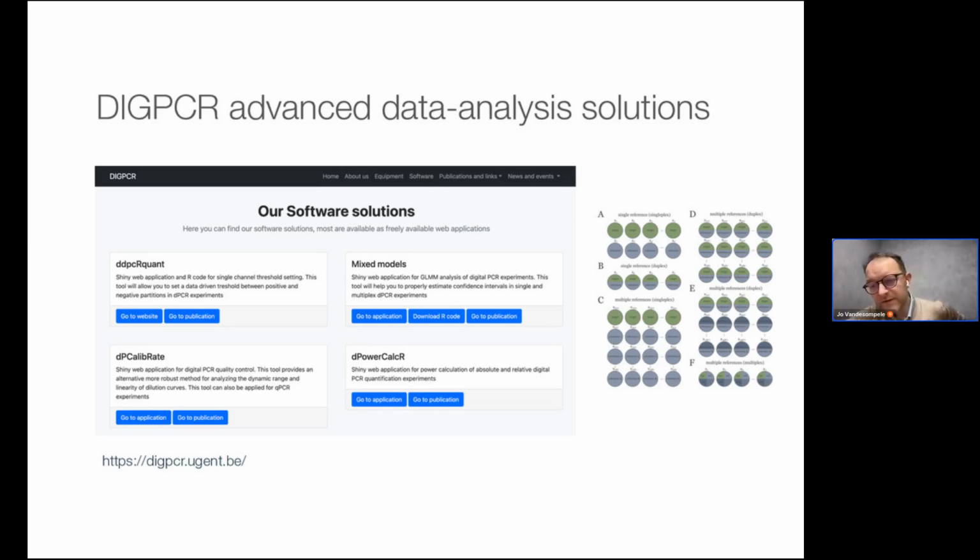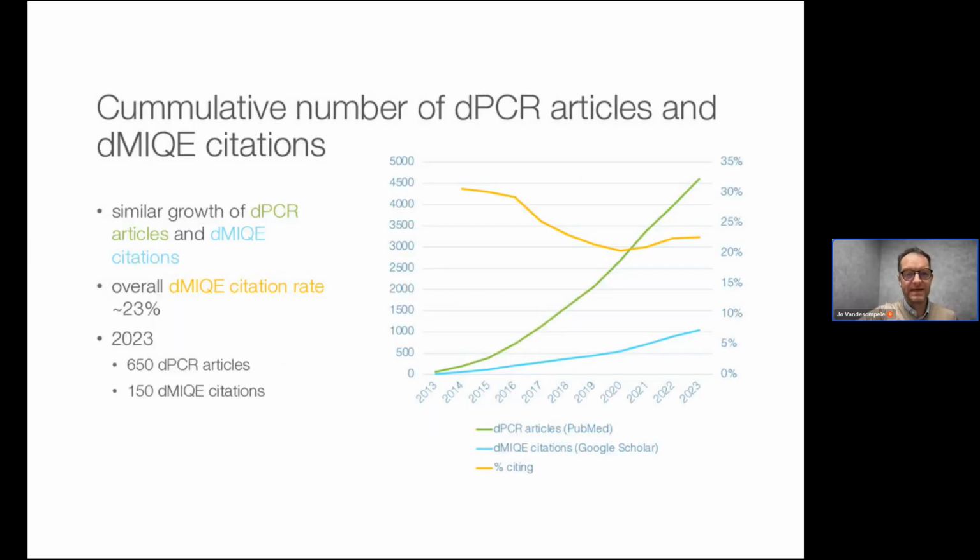At Ghent University in the Digital PCR Center, we have a lot of software tools available. For those of you that are interested, please have a look at our website, dpcr.ugent.be. We have a lot of tools free for you to use to improve your QC or your more advanced data analysis. And finally, the good news, I'm almost there.